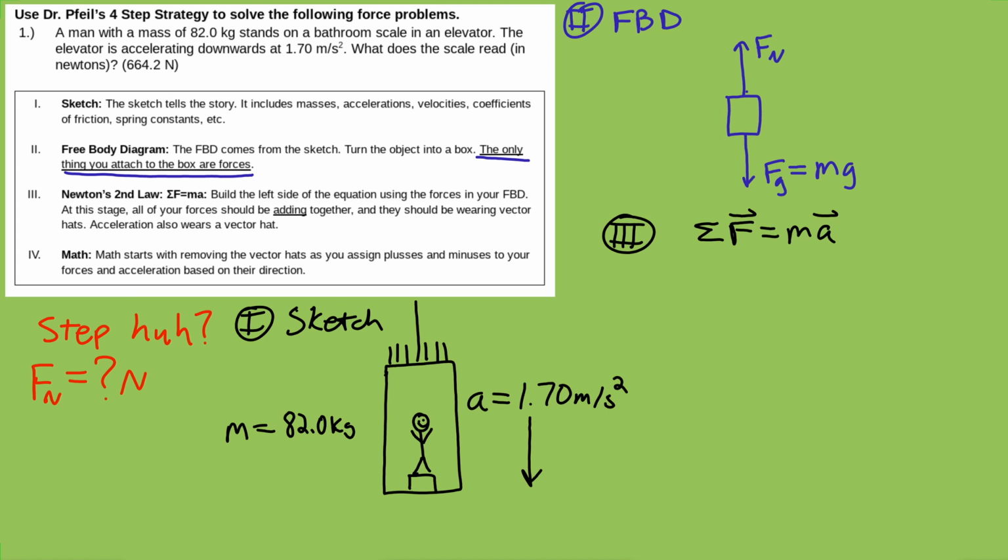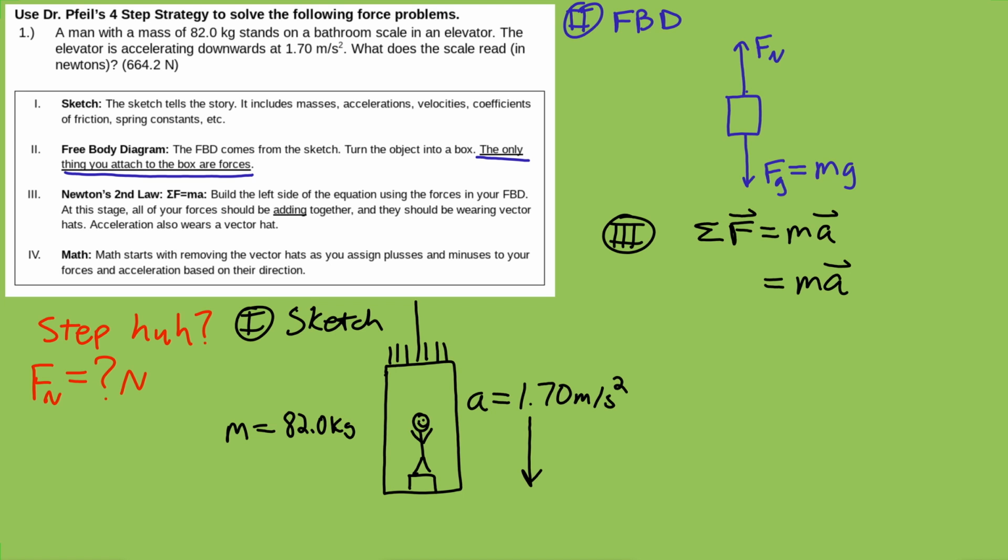That might seem a little bit weird, but believe me, there's a reason for it. So sigma F is equal to m times a, mass times acceleration. So the right side of this equation is going to be the mass times the acceleration. So for now, I'm just going to write equals m a with a hat on it.